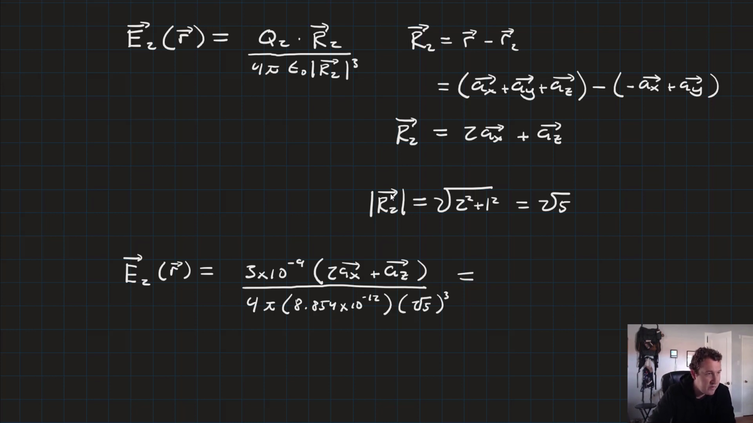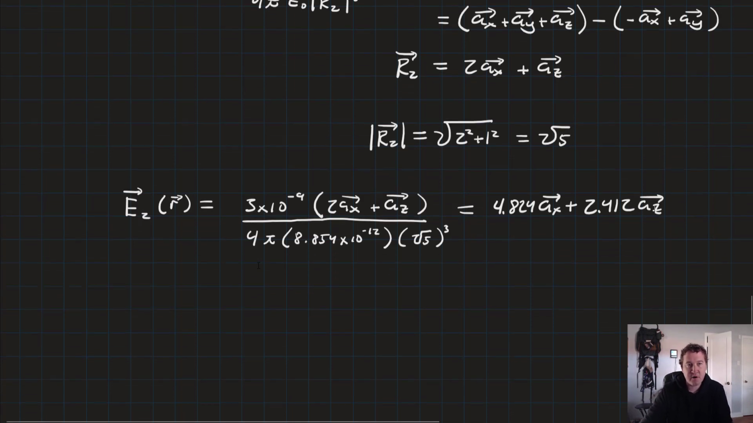And if we punch all of that into the calculator, we are going to get a result that is 4.824 ax plus 2.412 az.